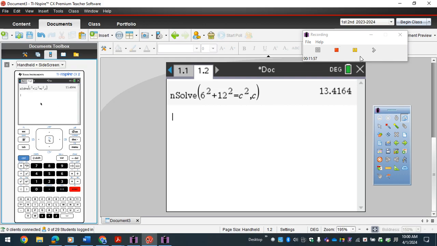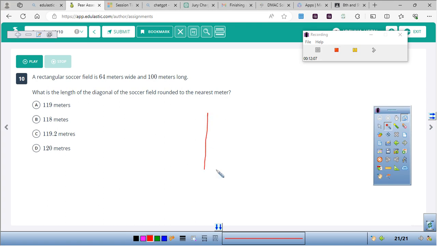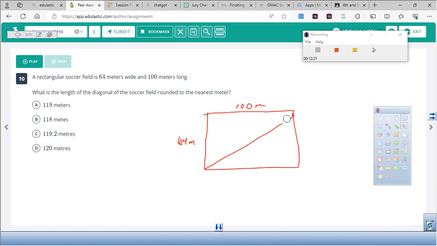Okay, let's do the last one. A rectangular soccer field is 64 meters wide and 100 meters long. So let's just kind of draw this rectangle like this. The long side will go 100 meters, and then the shorter side will go 64 meters. And on that note, they went on about the diagonal. Now the cool thing about a rectangle, guess what happens with the corners? The corners are right angles. So with the diagonal here, that's a right triangle. What is the length of the diagonal?